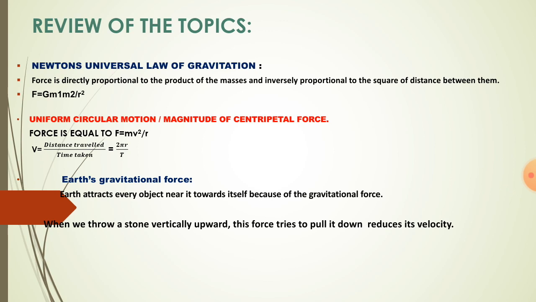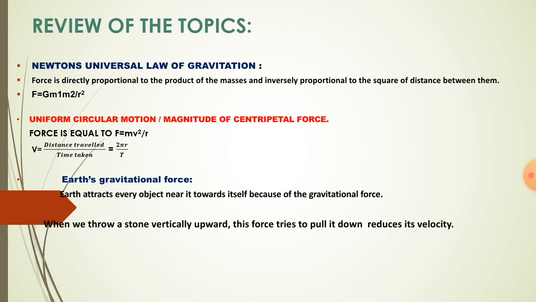Force is directly proportional to the product of the masses and inversely proportional to the square of the distance between them. So in formula, how do we write this? F is equal to G m1 m2 upon r square. What is G? G is the universal gravitational constant and r is the distance. m is the mass of the two objects.